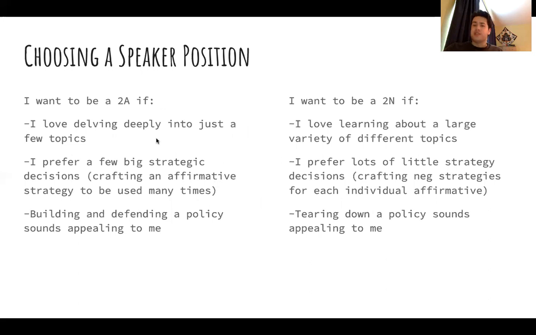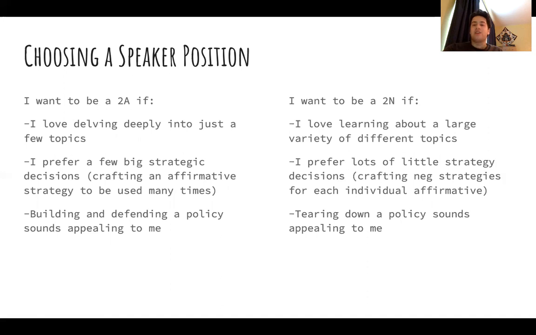How do you choose a speaker position? Well, here are at least my thoughts about this. I think that if you want to be a 2A, generally you love delving deeply into just a few topics because you're going to be doing a lot of research for affirmatives, but not looking at the whole breadth of the topic. You're going to prefer making a few big strategic decisions that are more important because you're going to be crafting an affirmative strategy that will be used over and over and over again, versus on the negative, making lots of smaller strategic choices.